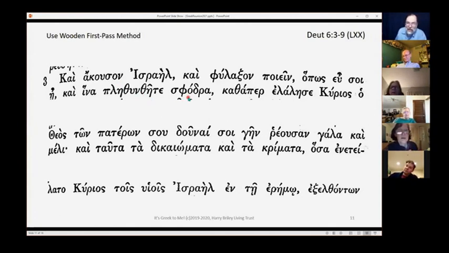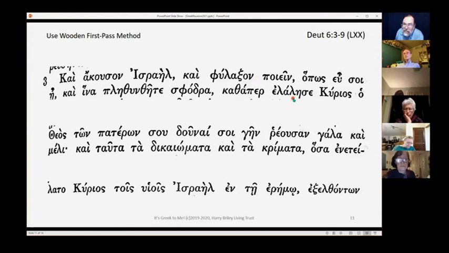Someone pronounce this word. Sodra. This is a tough one for me to pronounce because it's an SPH. Kathaper. Right. Elalace, let's say. Lise, long E sound.